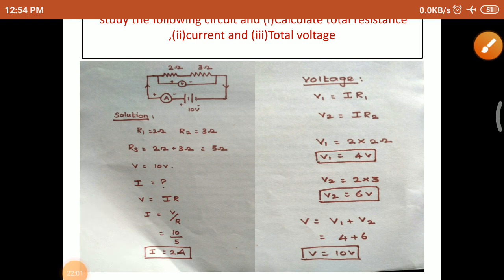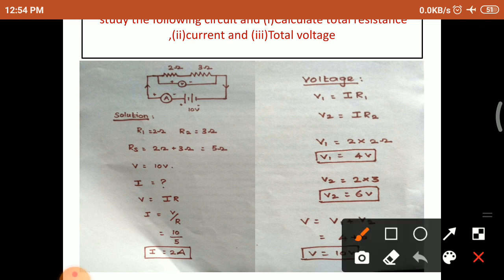The next, how to calculate total voltage. You know that V1 equals IR1, V2 equals IR2. Here the I is the same because in series combination I is the same. But the voltages differ in the R1 resistor and also the R2 resistor.